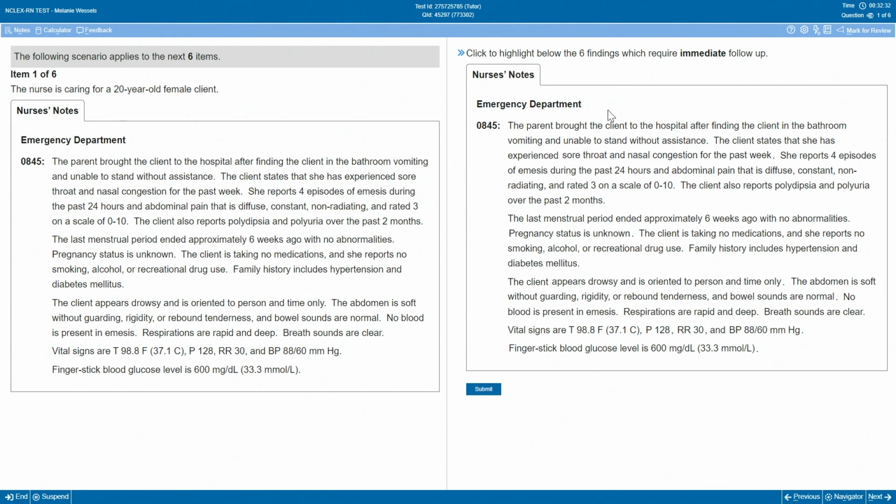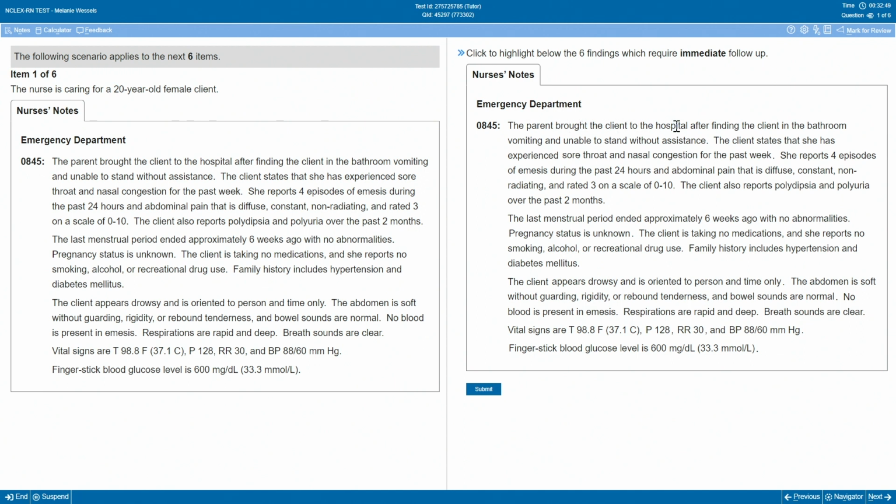Let's look over here, same note here. We're going to start going through and hovering to see what we can highlight. Here also to note, unlike the other item we looked at, this one tells you you're going to find 6 findings. So we've got to keep that in mind as we go through. Let's start hovering through the note.